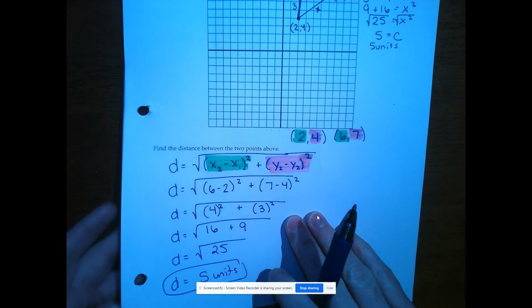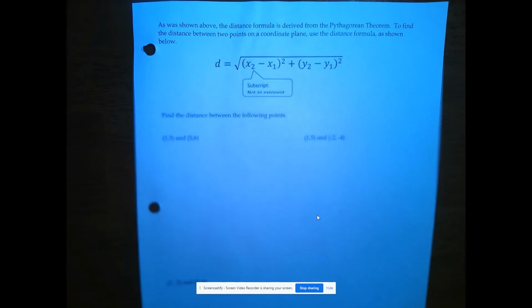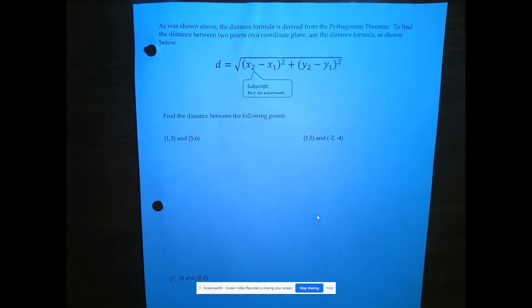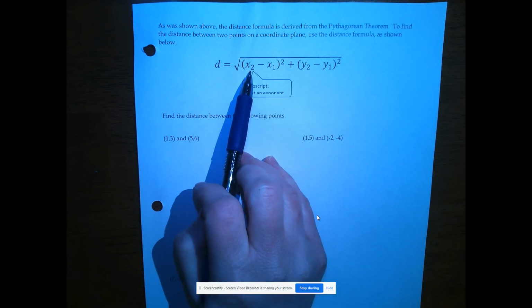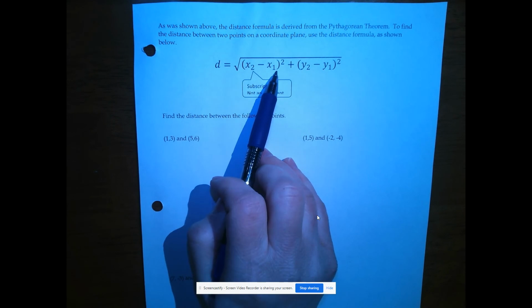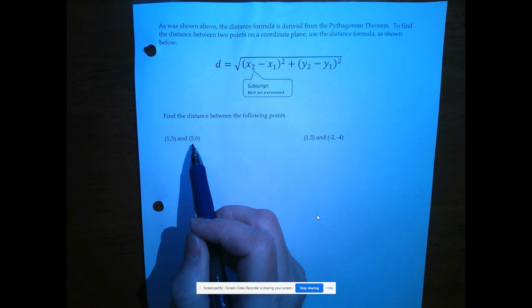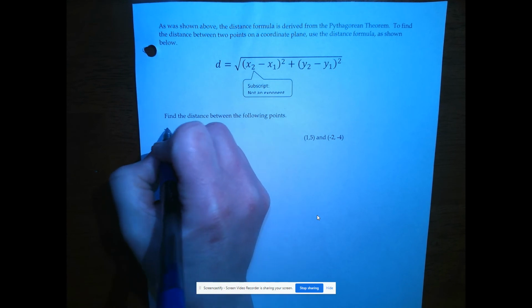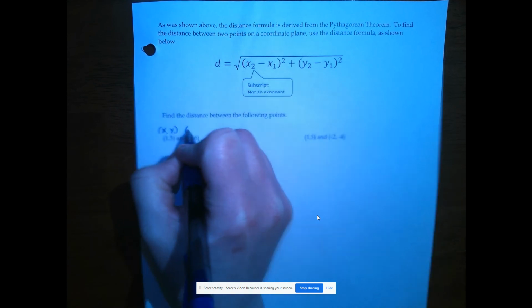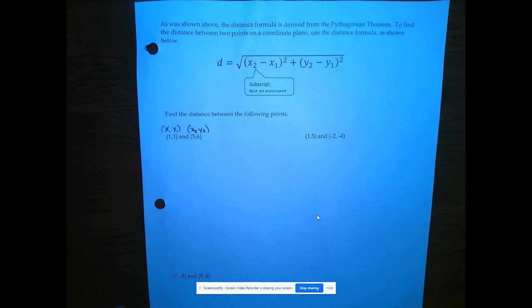All right, so let's take a look at some more examples that are on the back. Here's your distance formula typed up for you to reference on the back side. As it was shown before, the distance formula is derived from the Pythagorean theorem, and we have x2 minus x1. Now, those are subscripts. They don't tell you to do anything. It's just saying the second x coordinate minus the first x coordinate, the second y coordinate minus the first y coordinate. When you are given a set of coordinates, you can either color code them or you can do x1, y1, x2, y2. But in the very beginning, I suggest everyone does that.